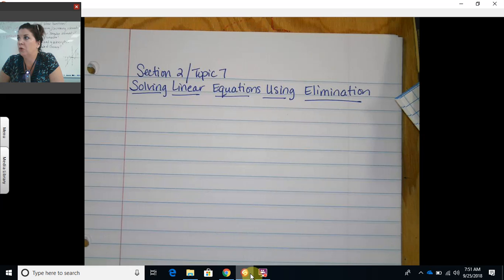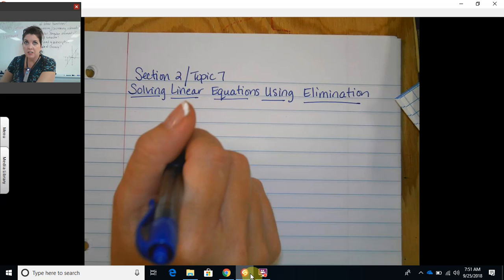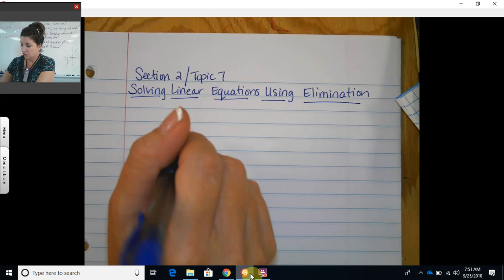Elimination is easiest if your equations are given to you already in standard form. To me, that's the easiest way. Sometimes different methods are easier for the way the problem's given to you, which I had told you before. So let's look at example 1.